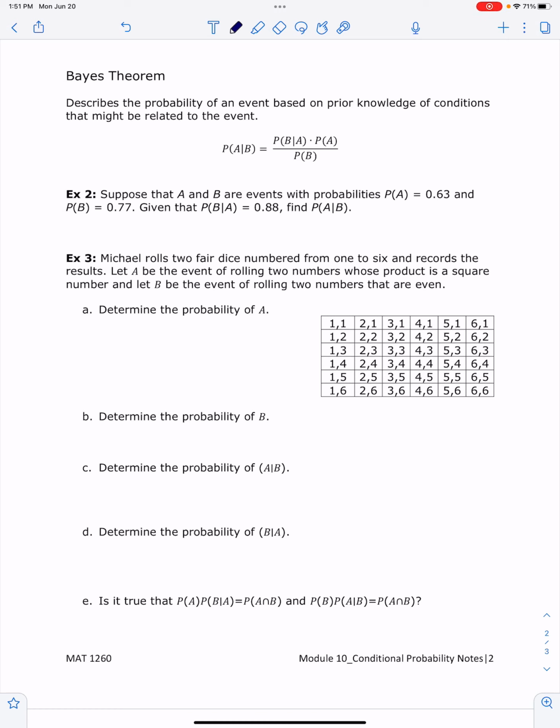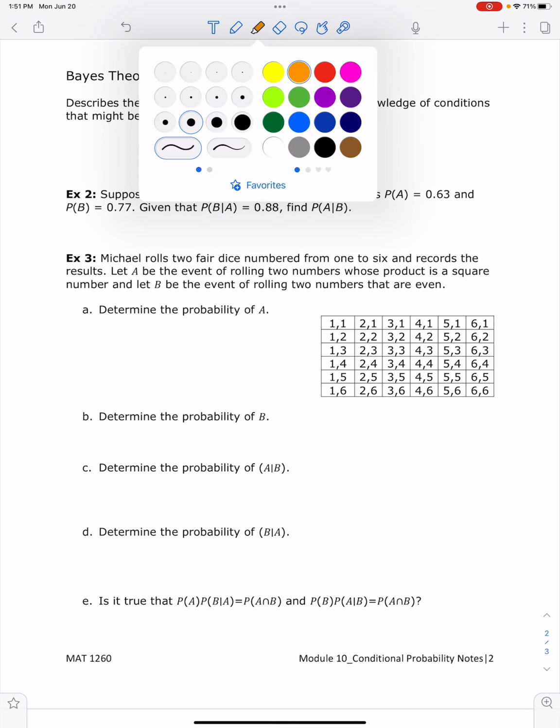These are the Module 10 notes, conditional probability, page 2. So we are going to just briefly touch on Bayes' theorem. Bayes' theorem gives us the opportunity to find the probability of an event based on stuff we know about the way things happen individually, based on stuff we know about the way things happened previously.